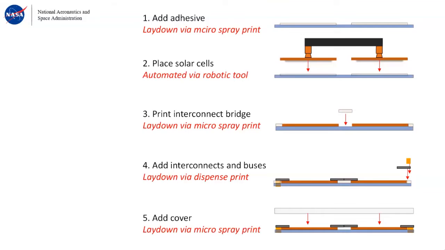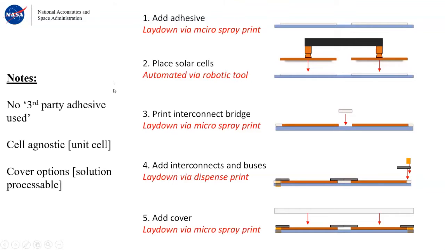step number 4, which is adding interconnects and the power buses. We lay these down via a dispense print, okay, and you saw just a silver ink, a low temperature silver ink. And then finally we add a cover, and this is again laid down via a micro spray, and it encapsulates and protects, both electrically and environmentally, the top sides of our films, of our solar cells, and our interconnects. Now, a couple of key notes I wanted to mention is that there's no third-party adhesive used, right?